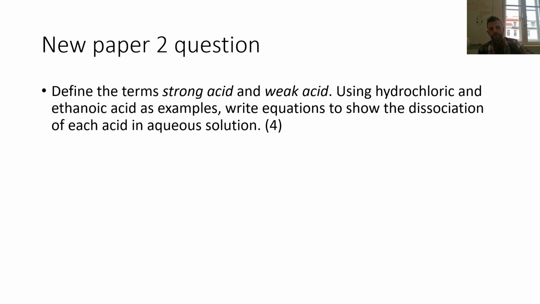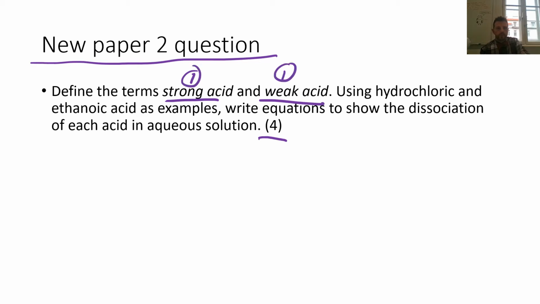Cool, so there's one of our paper 1 questions. Oh, this looks like a new paper 2 question. This is only a 1-parter and it's for 4 marks, which means, oh fun. So define the terms strong acid and weak acid. So I'm already thinking that's 1 mark and that's a 2nd mark. Using hydrochloric acid and ethanoic acid as examples, write equations to show the dissociation of each in aqueous solution.